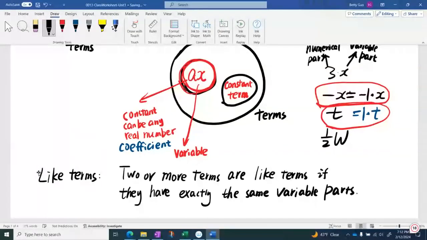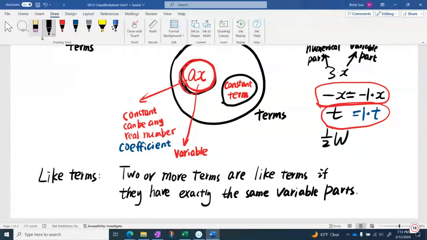This is an important definition. What are like terms? It involves more than one term. Two or more terms are considered like terms if one condition is satisfied. What condition? If their variable parts are identical, exactly the same, okay?